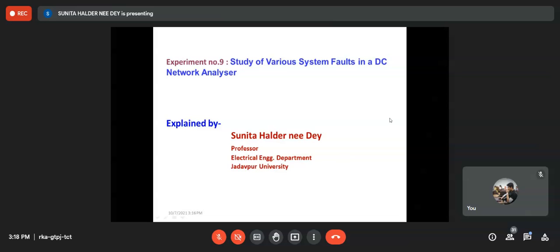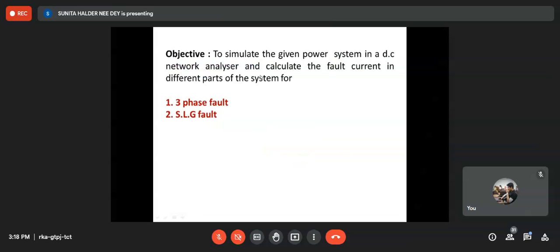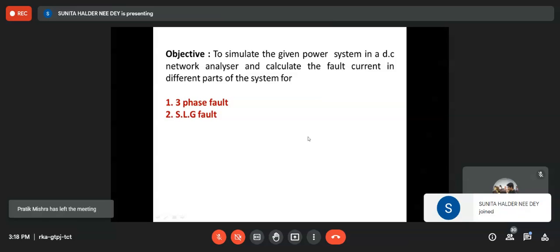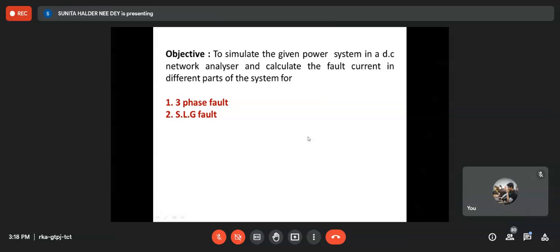So actually, the objective is to simulate the given power system in a DC network analyzer. That means a power system is given, and you have to create that power system. What you do in MATLAB Simulink or LabVIEW, you create that power system using a circuit diagram. In that way, we can simulate. Simulate means we can make a replica of that power system in the laboratory using resistors, inductors, and the sources.